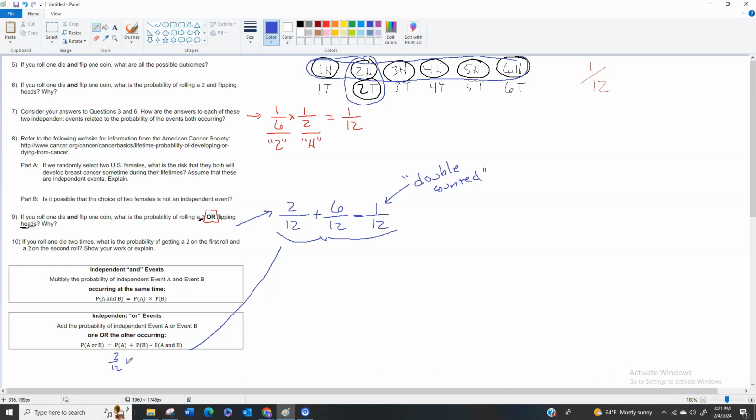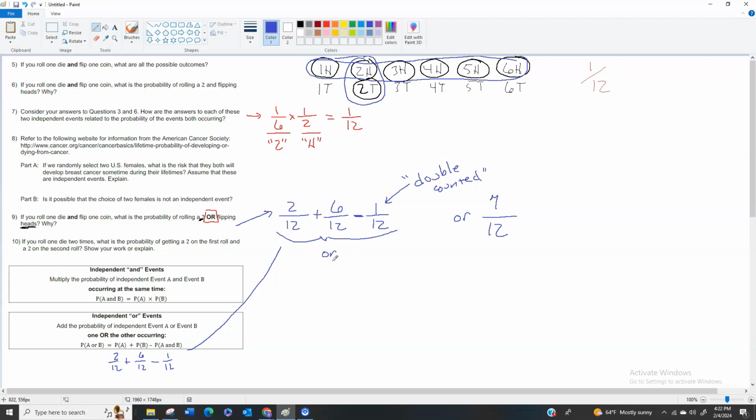And then the probability of getting a heads was 6 out of the 12 possibilities, but we want to make sure we subtract out the one that would get double counted if we did it like that. Or you could just think of it as 1, 2, 3, 4, 5, 6, 7 out of 12 to begin with. Just don't double count it. That way you don't have to subtract it out. But this is the official formula for it.